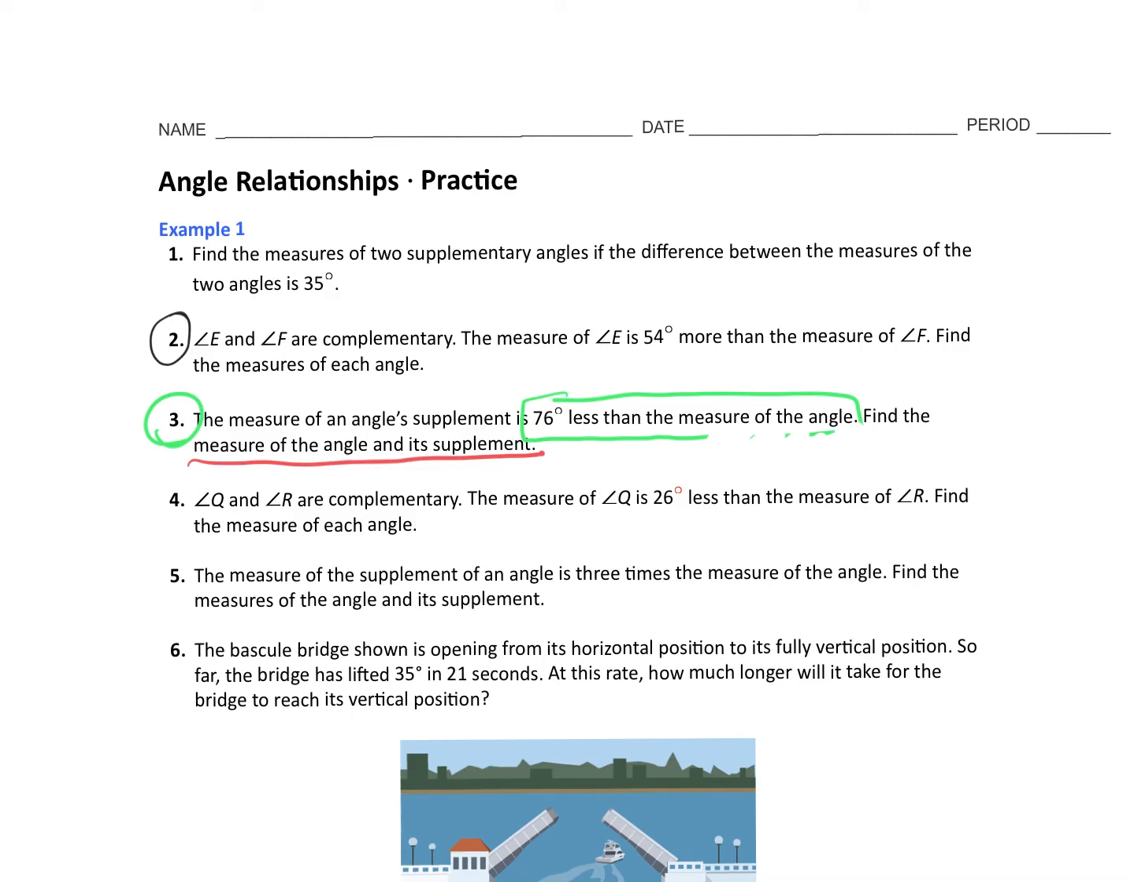So if we look at question number 2, we see that angle E and angle F are complementary. Okay, so that means angle E plus angle F equals 90 degrees. And we're told that the measure of angle E is 54 degrees more than the measure of angle F.